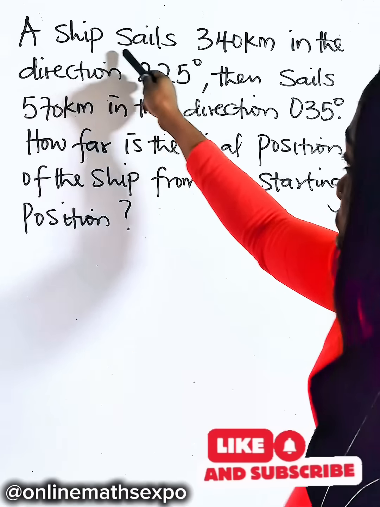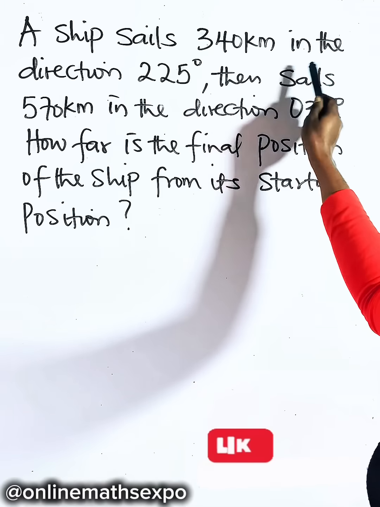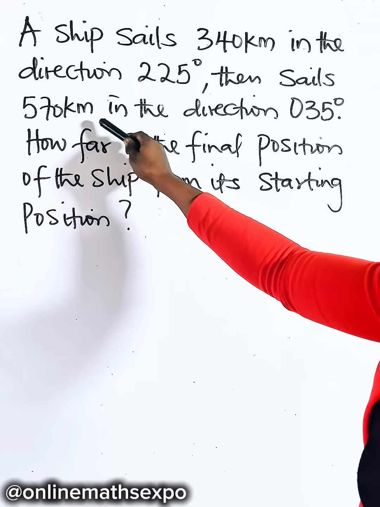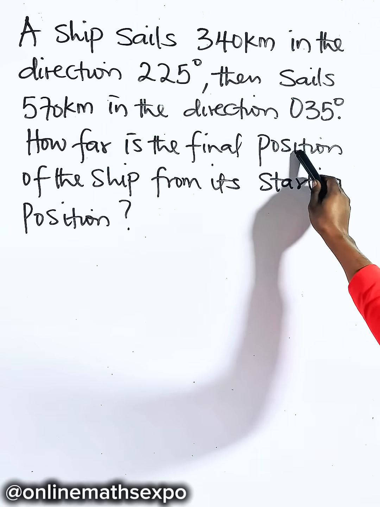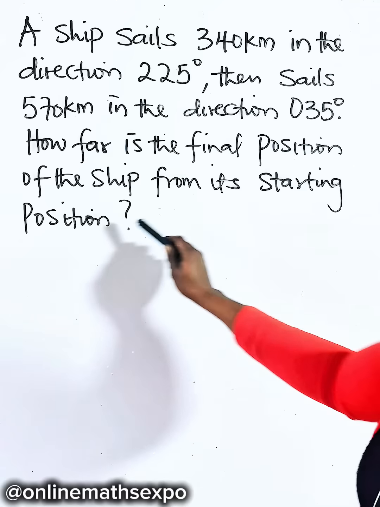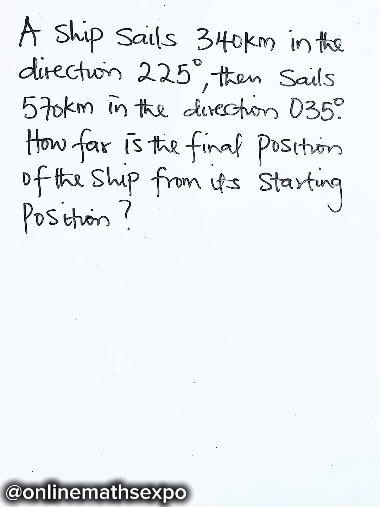We are told a ship sails 340 kilometers in this direction and then sails 570 kilometers in this direction. How far is the final position of the ship from the starting point? Now, what do you do? I'm showing you that already.